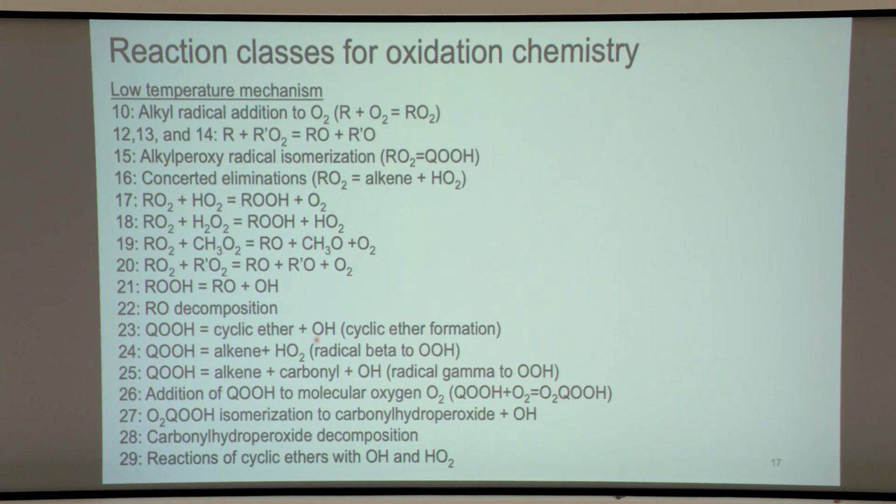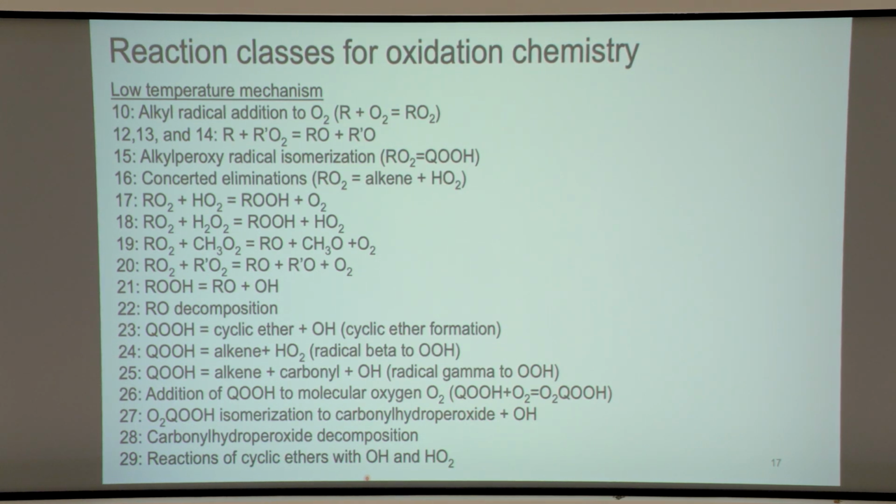And at low temperature, even more reactions, more complicated. So reaction classes from 10 to 29 are all related to low temperature chemistry. So now you have alkyl RO2 addition, all different types of reactions with the peroxy radical, bimolecular reactions with intermediate radicals, cyclic ether formation, and then ketohydroperoxides. And we'll go into many of these, depending on your appetite.